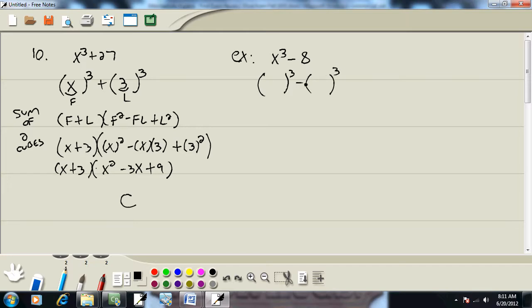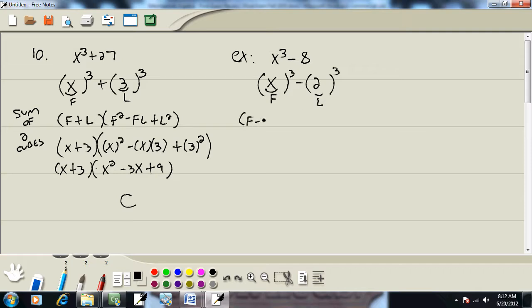And for the difference of 2 cubes to work, you have to be able to rewrite it as something to the third power minus something else to the third power. Now you look at the x to the third and you ask yourself what times itself 3 times gives you that. Well, x times x times x gives you x to the third. And for the 8, that'd be 2 times 2 times 2. Again, this is a formula. That would be my F, and this would be my L.